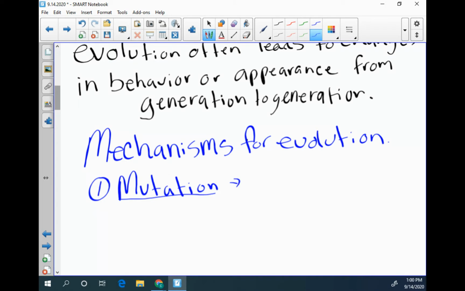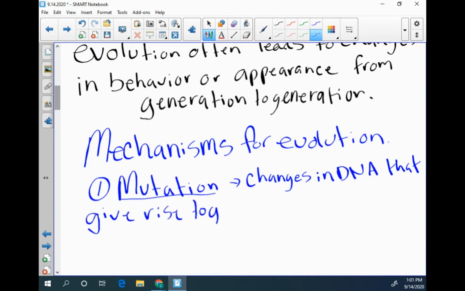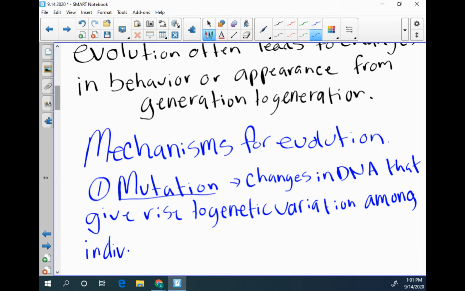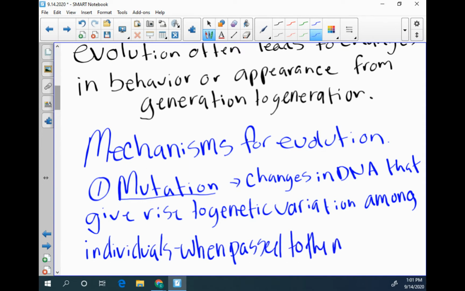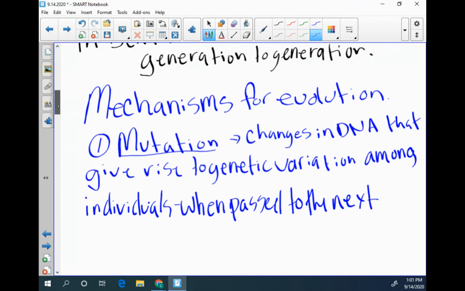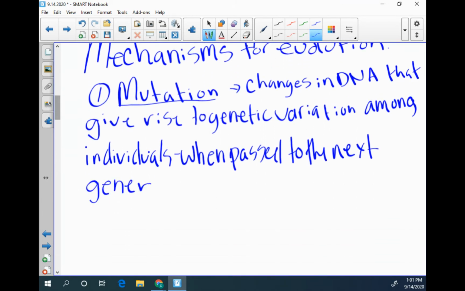Mutations are changes in DNA that give rise to genetic variation among individuals when passed on to the next generation. That's evolution.